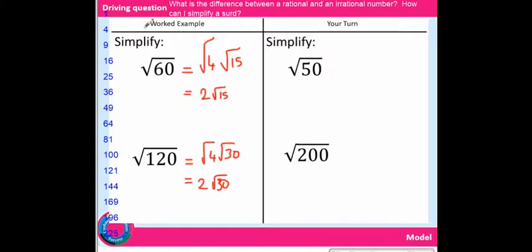Okay, a square number that goes into 50. Not 4, not 9, not 16. Yes, 25 goes in. So we can say root 25 root 2. Root 25 multiplied by root 2 is 50. Square root of 25 is 5. And root 2 is a surd.